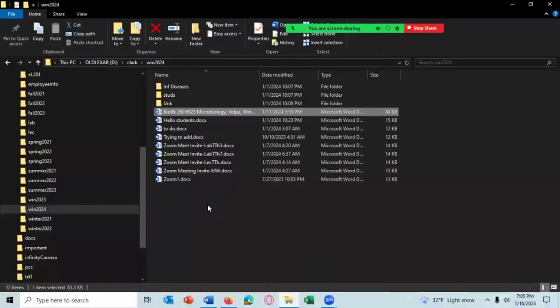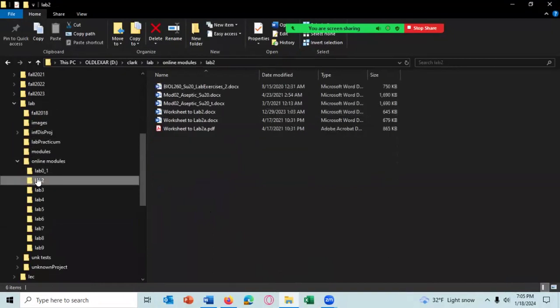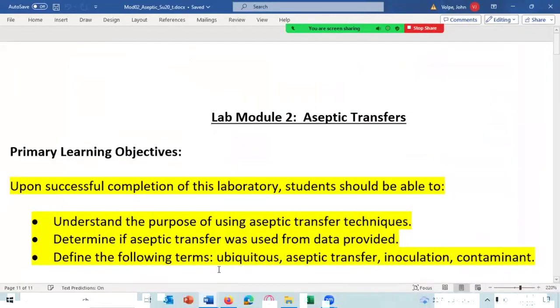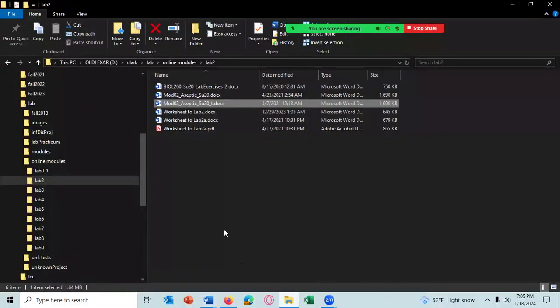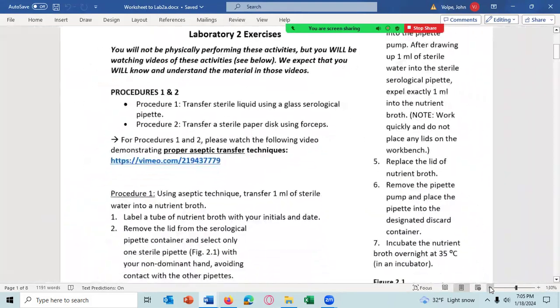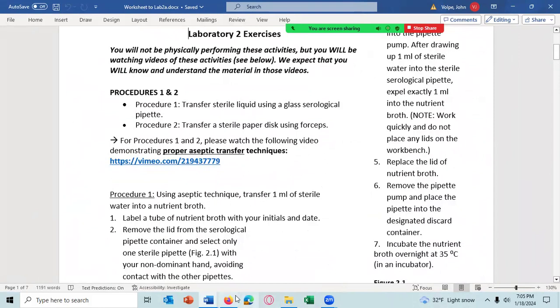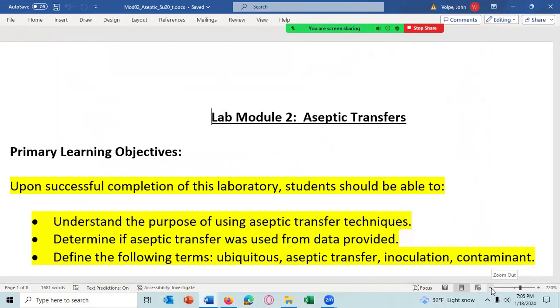Let's go to lab. Whoop, not quick enough. There we go. Why is that so big? All right, any questions before we begin?